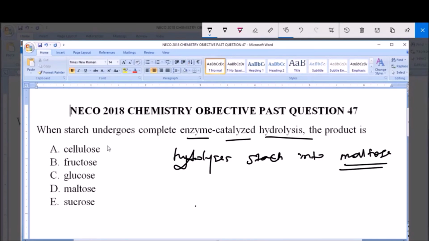Now looking at this, option A says cellulose. It will not give that, because cellulose is not a component of starch. Then B says fructose. It will not be given when starch is fully hydrolyzed. C says glucose, which is also a monosaccharide, and also will not be given when starch is hydrolyzed. So maltose is what is produced when starch is hydrolyzed by complete enzyme catalyzed hydrolysis. So the answer to this question is option D, maltose.